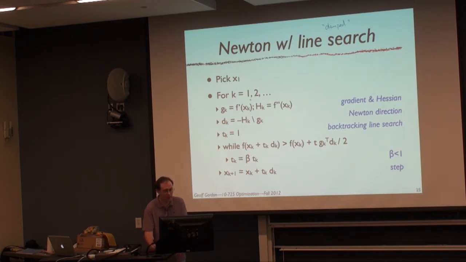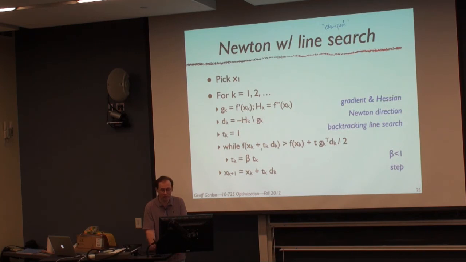You start with an initial guess, which can be anywhere in the domain. And then for iterations k = 1, 2, and so forth, you compute the gradient and the Hessian. You get the Newton direction as minus the inverse of the Hessian times the gradient, right, which you never do by computing the inverse. You always do it by solving a system of linear equations. This is the MATLAB notation for that. You start off with a full Newton step, t equal to 1.